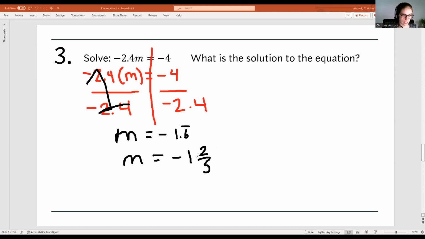Oops, that's a bad looking 3 there. There we go. It's a little bit cleaner. Actually, wait, I made a mistake. What mistake did I make? Yeah, it wouldn't be negative.